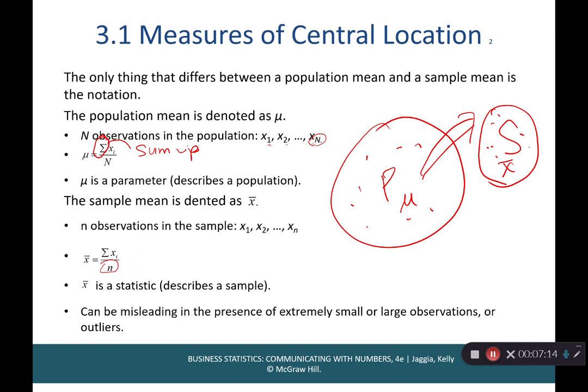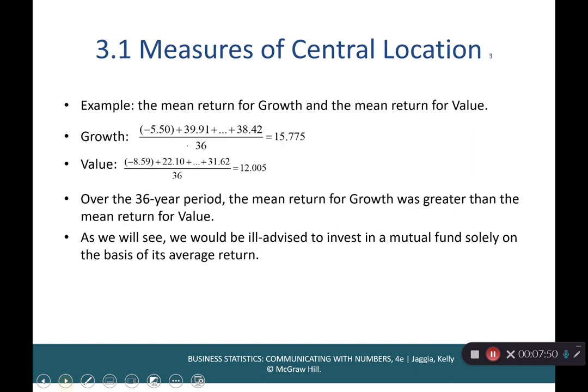Now, the mean is the most common. It is typically the one that is presented when you're looking for a measure of central location. However, it can be a little bit misleading if you have values that are really, really small or really, really big in your data set, because the mean includes the weight of all those observations. So you can think of the mean as like a balancing act. If there are more observations on the extreme upper end, it might tilt the mean to be a little bit higher than is really representative of the actual sample.